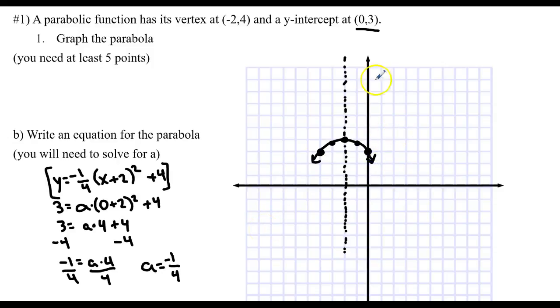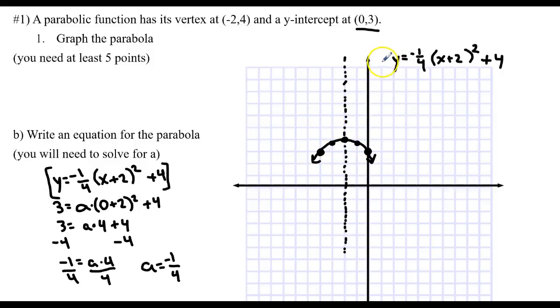I also want to show you guys one more way to get a point, because I know a lot of people aren't necessarily comfortable using this steepness, this a value here, to plot the points. What they can do instead is just write out the equation and find the points that way. So we've got y equals negative a fourth times (x plus 2) squared plus 4.